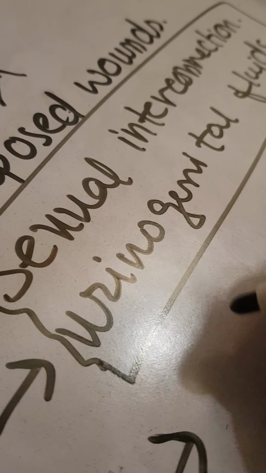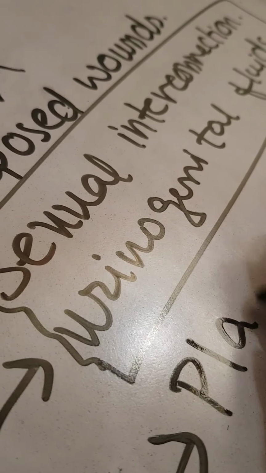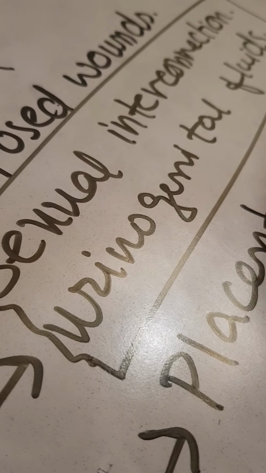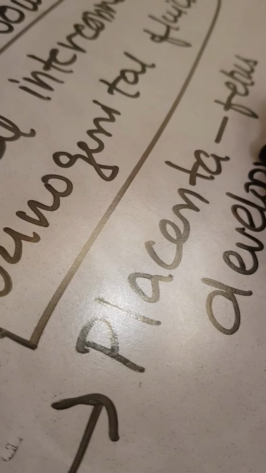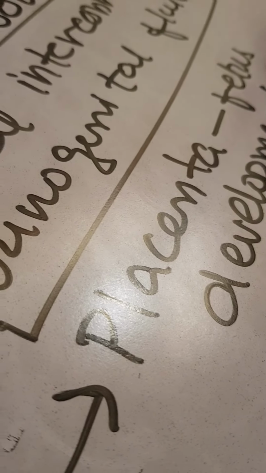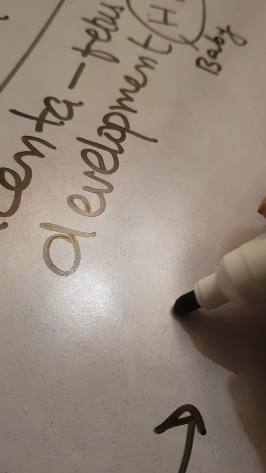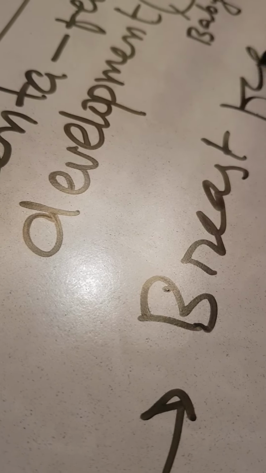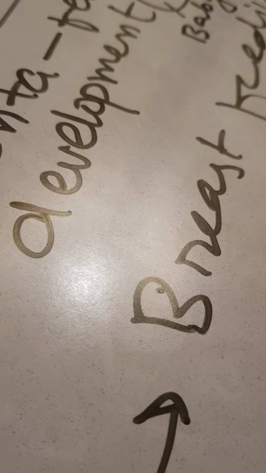Then we have the placenta. HIV can be transmitted from the placenta and fetus development into the baby. If the mother has the disease of HIV, it can easily be transmitted to the baby. Then breastfeeding is the most common way to transmit the disease.